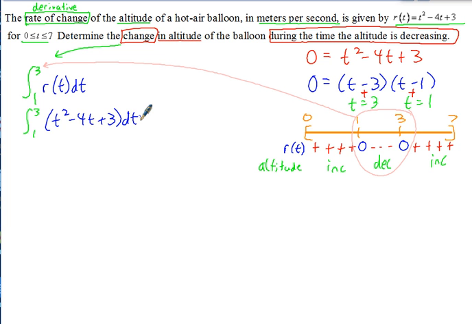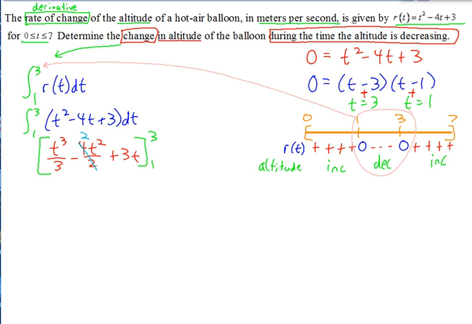And you can see there's no function inside here. And these are just add subtractions, so we can integrate each one separately. So that'll give you t cubed over 3 minus 4t squared over 2 plus 3t, evaluated from 1 to 3. That would simplify just a little bit. The 2 goes into 4 twice. So that becomes 2t squared.